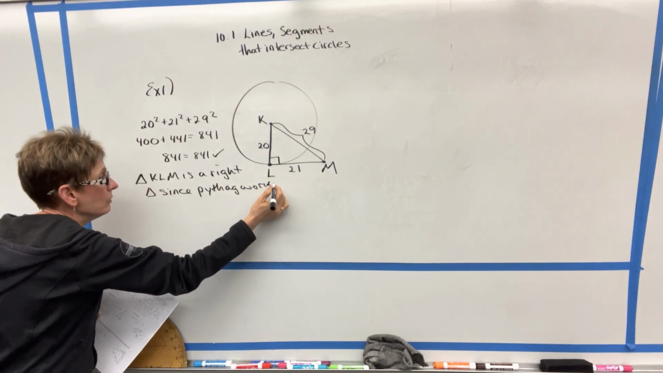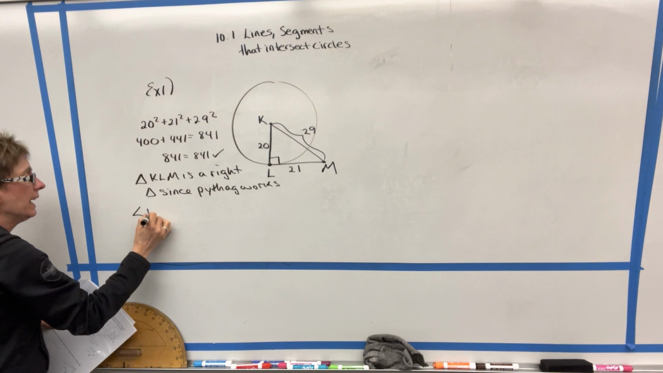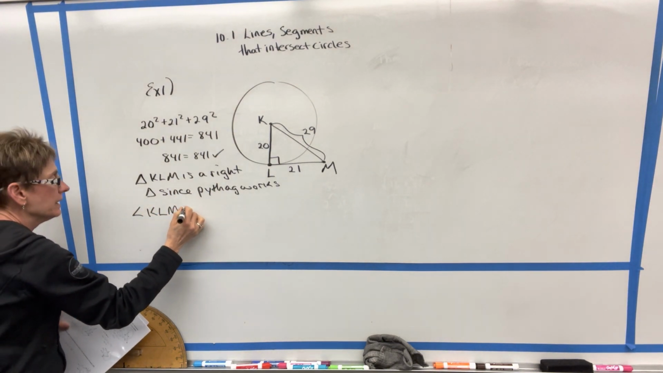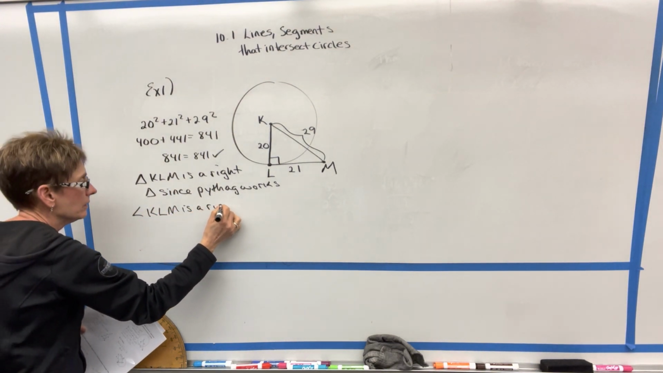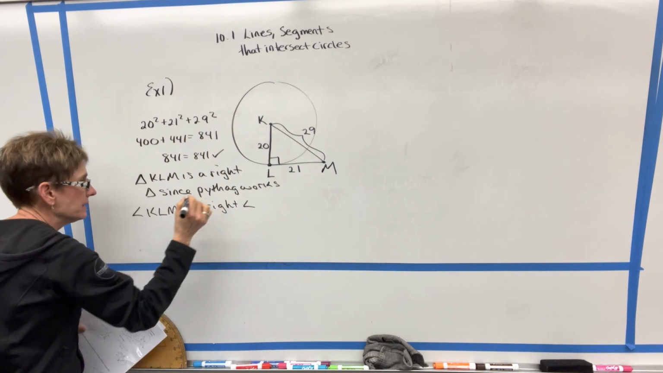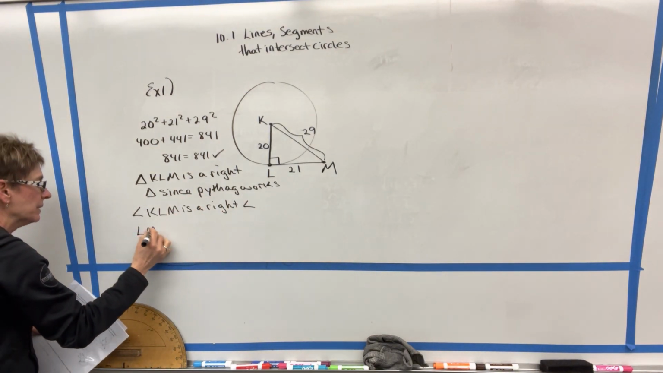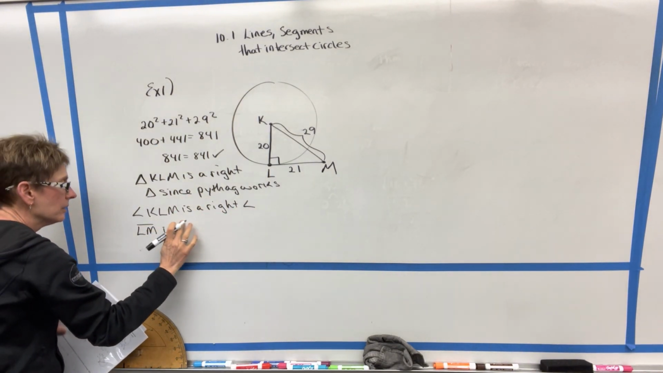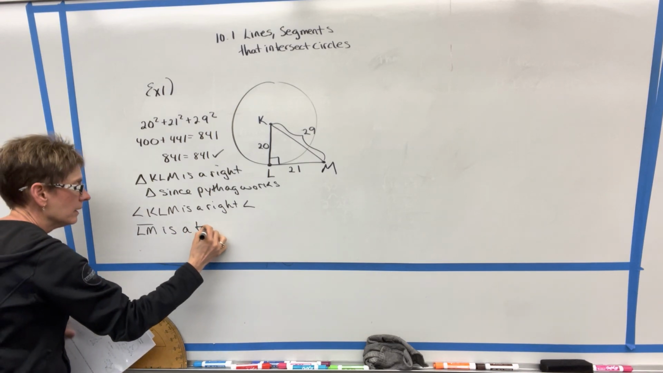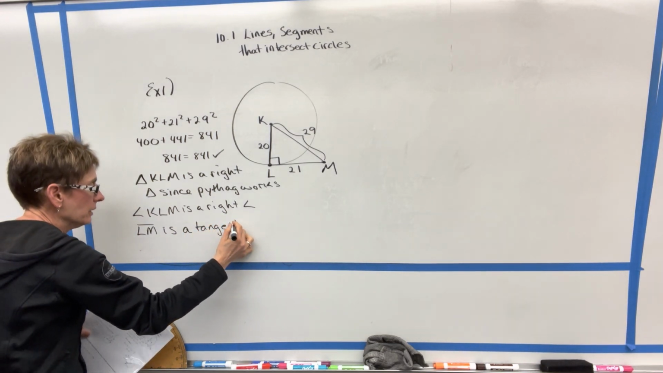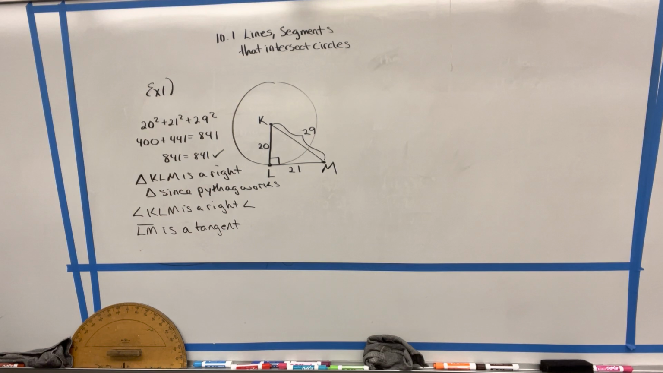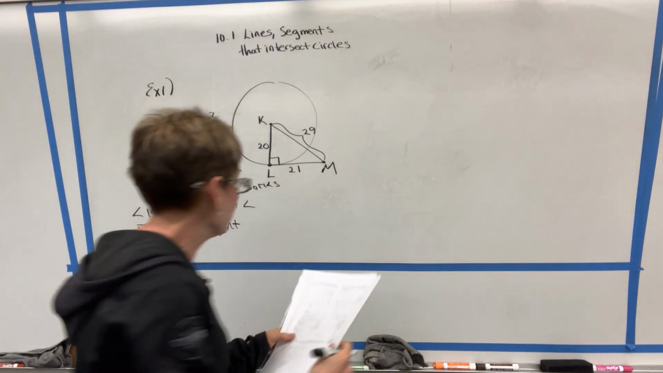Therefore, we know that angle KLM is a right angle. And because of that, we can say that LM is a tangent. So that took a little bit of reasoning, but essentially we just needed to use Pythag. Okay, let's try another example here.